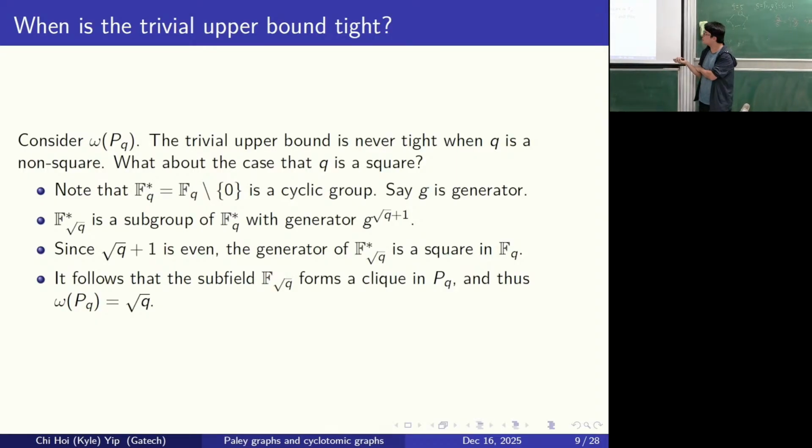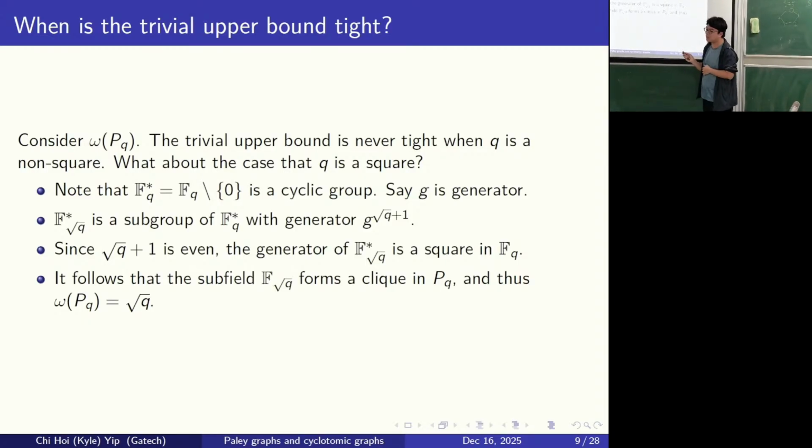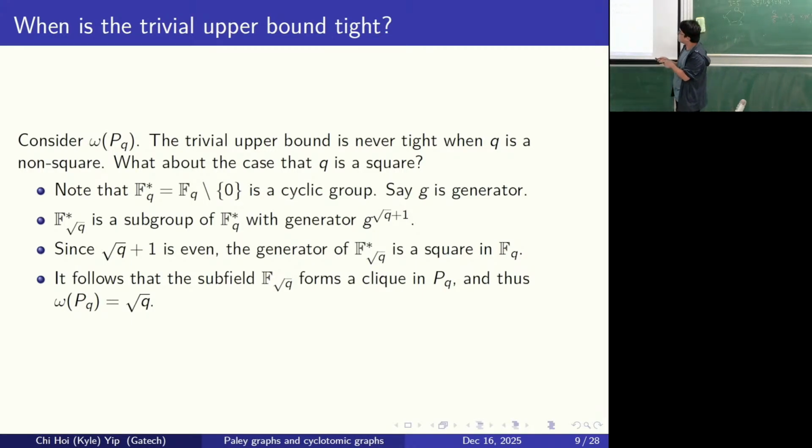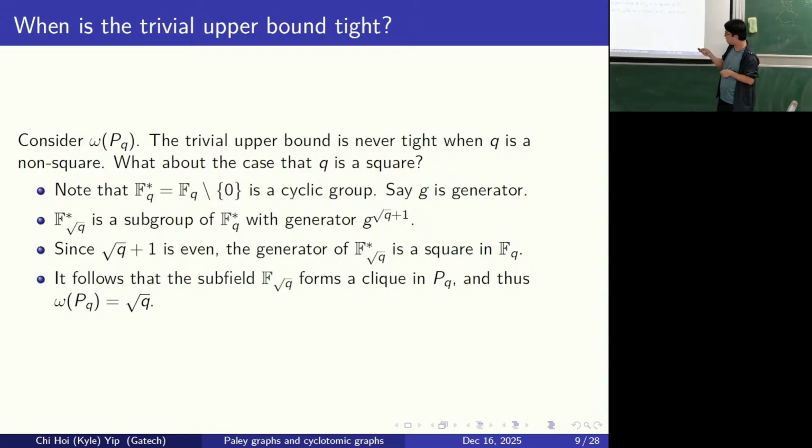So when Q is a square, we already deduced the clique number, which is square root Q, because we have shown the upper bound, which is square root Q, and we give a lower bound construction at the subfield. Okay. So that means that when Q is a square, we already solved the question of clique number.